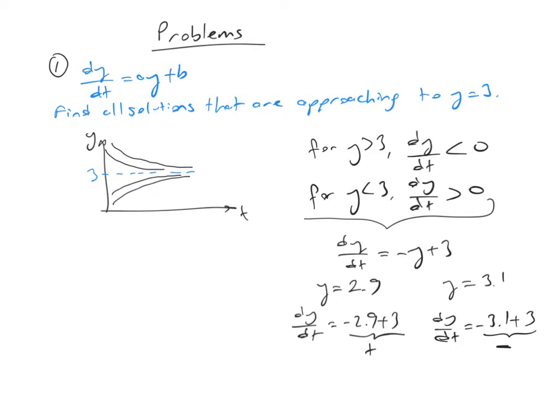So, as it is seen from these values, dy over dt is positive for the y values which are smaller than 3, and dy over dt is negative for the y values which are bigger than 3. So our conditions are met.